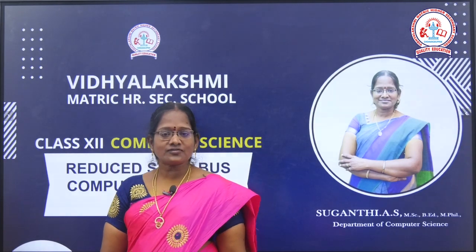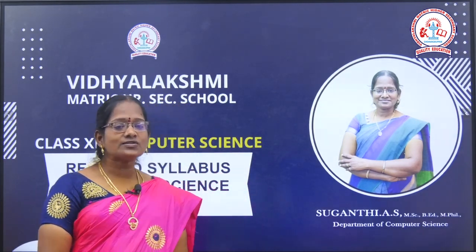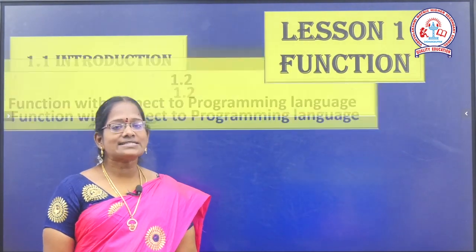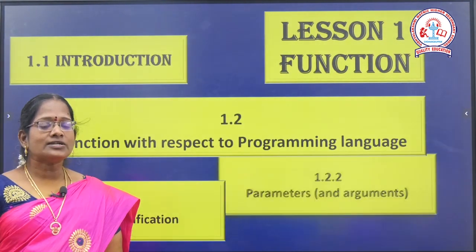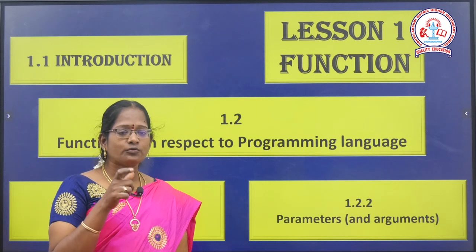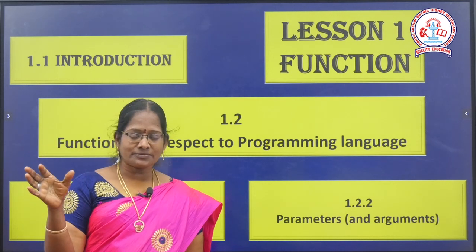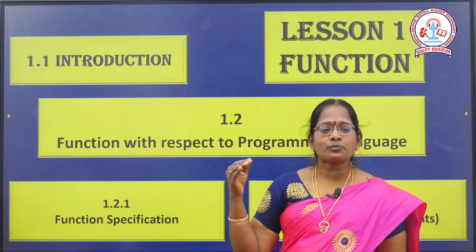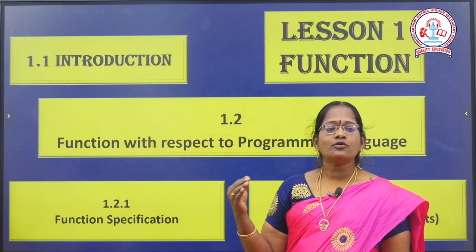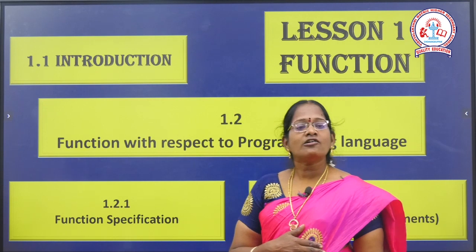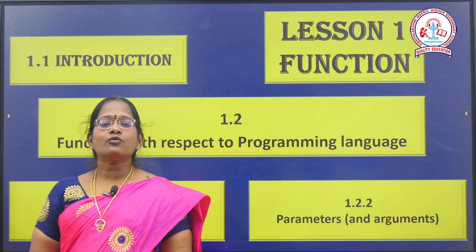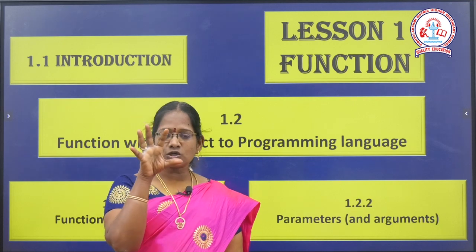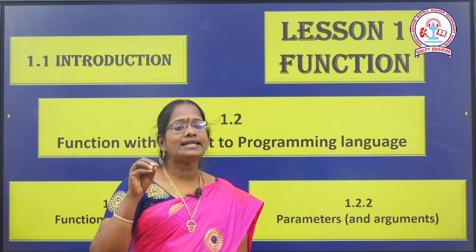Today we discuss the 12th standard computer science reduced syllabus for 2021-22. In the first lesson, Function, we have 1.1 Introduction, 1.2 Function with respect to programming language, 1.2.1 Function specification, and 1.2.2 Parameters and arguments. These are all the portions contained in lesson 1.